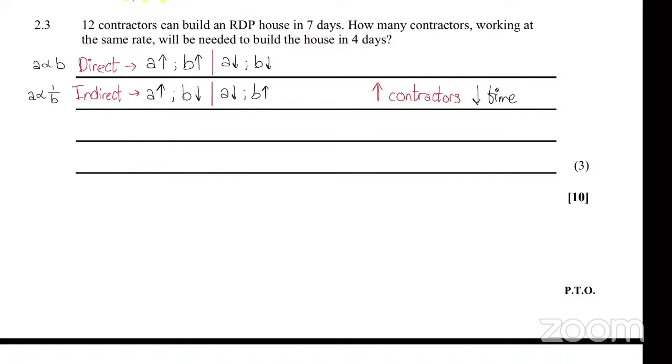Yes, 12 contractors can build an RDP house in 7 days. How many contractors working at the same rate will need to build a house in 4 days? So are we expecting to have more than 12 contractors or less than 12 contractors to build a house in a quicker time? More contractors or less contractors, keeping in mind they're working at the same rate? What are we expecting here? Exactly, right? It's going to take more contractors if you want to get it done at a quicker time.